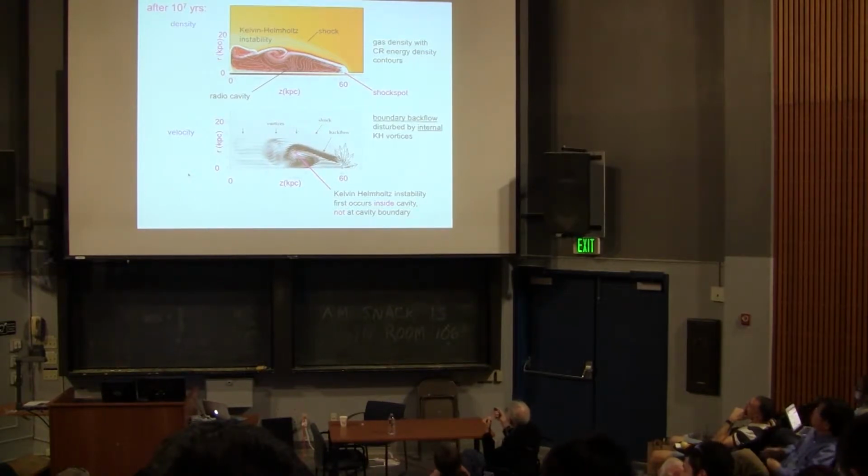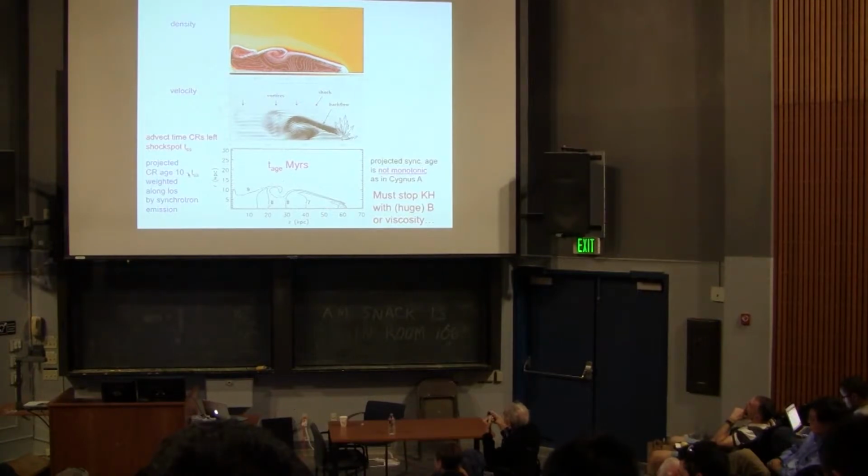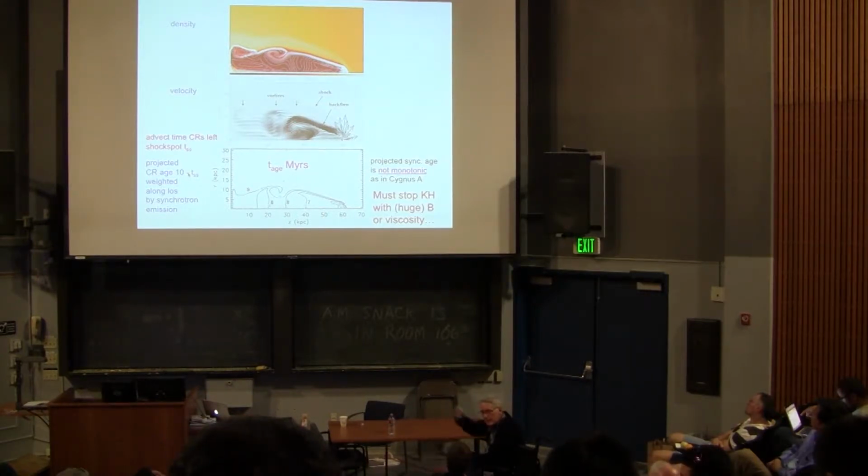So there's a boundary backflow, is the term I'm going to use, of material that comes from the shock spot. And using that equation I showed you, you can calculate the projected mean age of the cosmic rays. And here, a close analysis of this shows that it's not monotonic, because you're mixing this stuff up inside the radio cavity. The ages are not monotonic. They're being scrambled by the instability.